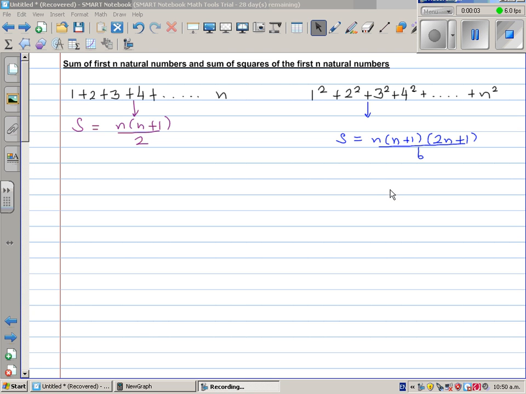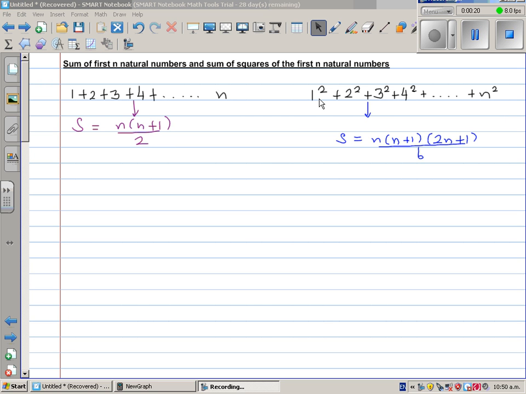In this video, I want to prove these two results. That means you add the first n natural numbers. So if we add from 1 to n, there's a neat formula, which is s is equal to n times (n plus 1) over 2.